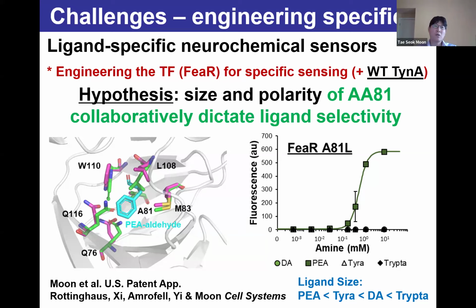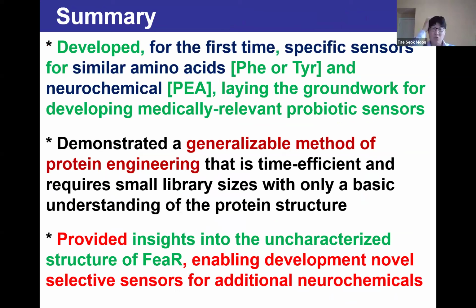So to make the long story short, this is actually the first demonstration of a specific neurochemical sensor. Even without any crystal structure of the transcription factor we use, we were able to use this computational method to predict and actually change the specificity.